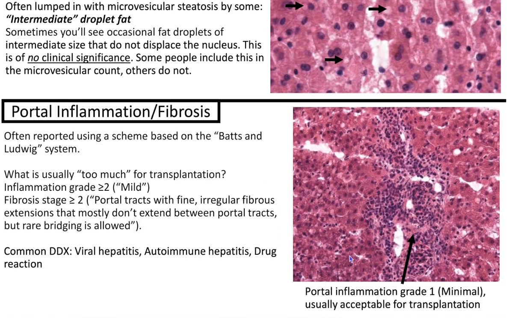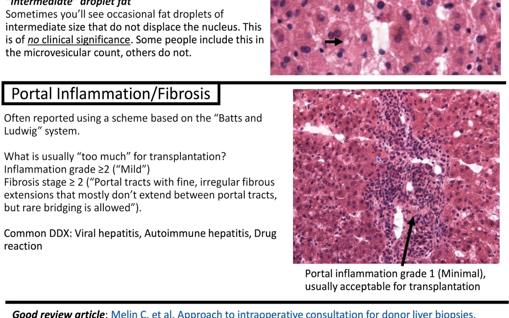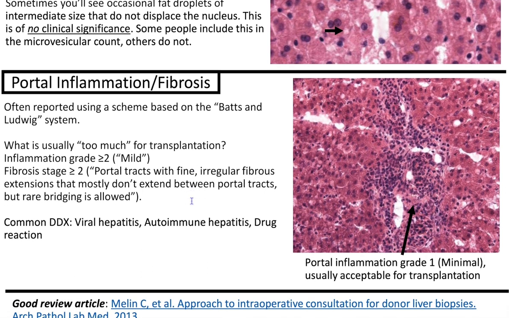In addition to steatosis, you want to look for portal inflammation and fibrosis, and this is reported using a scheme based on the Batts and Ludwig system. Here in this picture, we see grade 1, which is minimal, and this is usually acceptable for transplantation. However, what is too much for transplantation is inflammation grade greater than or equal to 2, mild, or fibrosis stage greater than or equal to 2, meaning the portal tracts have fine, irregular fibrous extensions that mostly don't extend between portal tracts, but rare bridging is allowed. Your differentials for these findings include viral hepatitis, autoimmune hepatitis, and drug reaction.